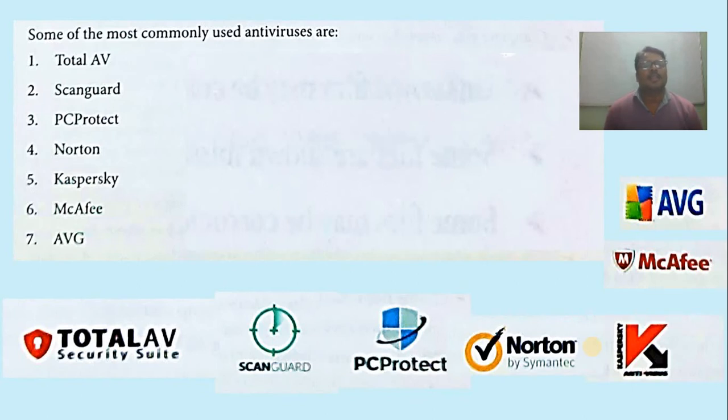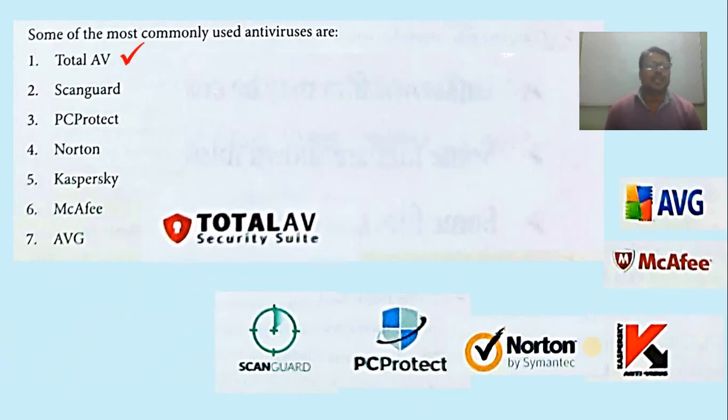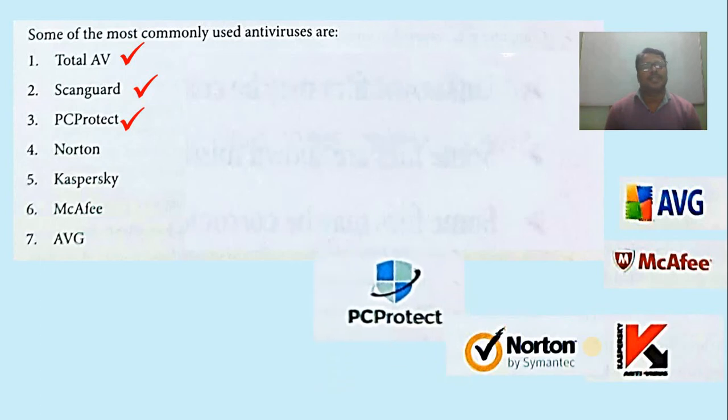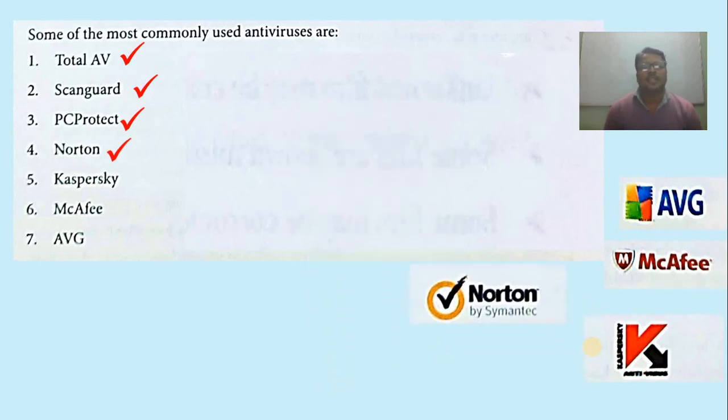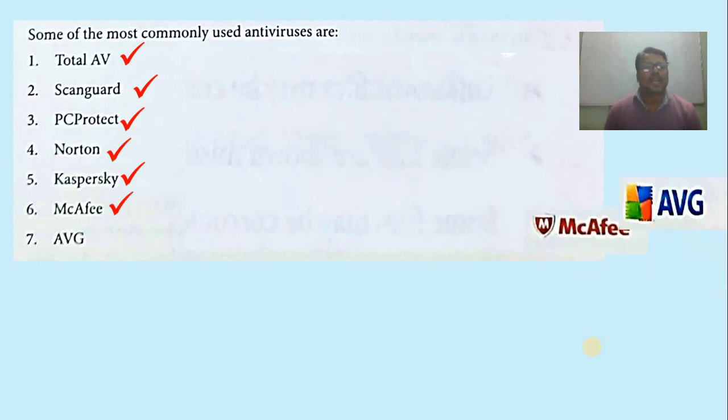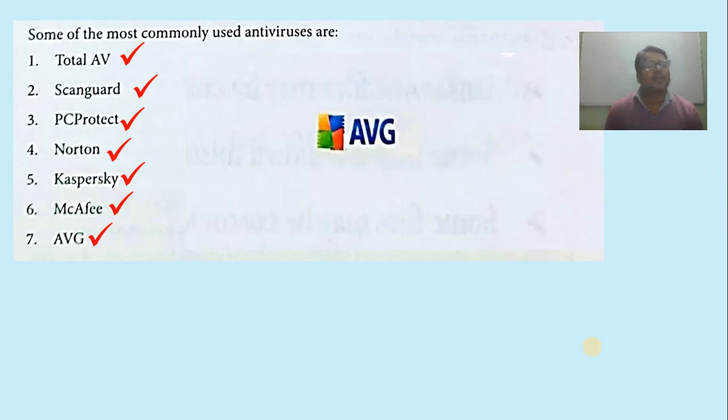Now we understand the commonly used antivirus software. First is Total AV. Second is ScanGuard, and third is PC Protect. Next is Norton. Next is Kaspersky. Next is McAfee. Next is AVG. These are the different antivirus software that we use on our computer.